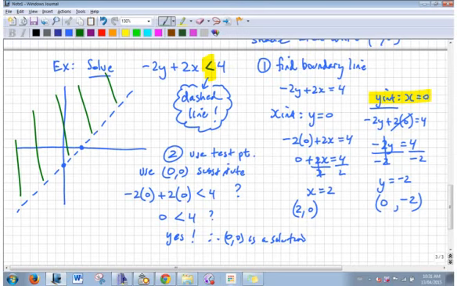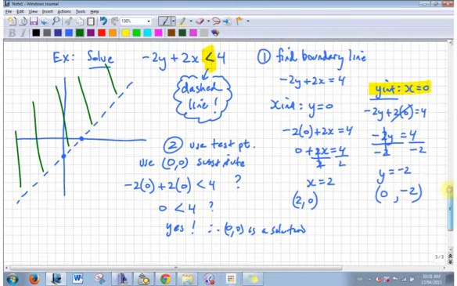Comprende? So if I try one of these points down here, is it going to work? No. If I try a point right on the line, is it going to work? No. Do you want to prove that? Yes, you do. This is right on the line, isn't it? Because that's how I made my line.